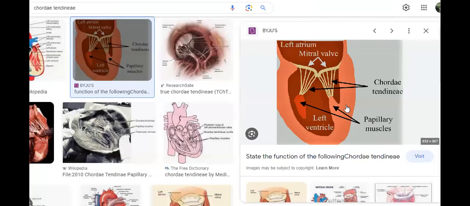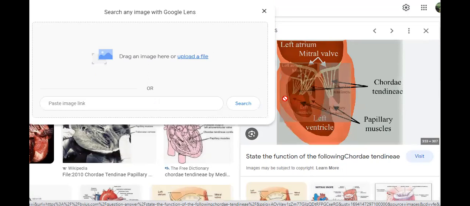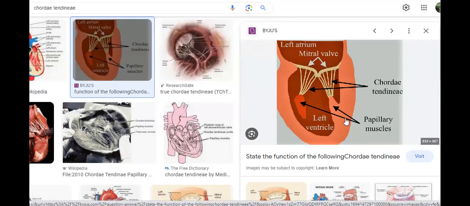So these are the heart muscles. Here our heart muscles are connected to the papillary muscles. These are the endocardium. Okay, endocardium. These papillary muscles are attached to the mitral valve. So if this muscle contracts, like this, it will contract.